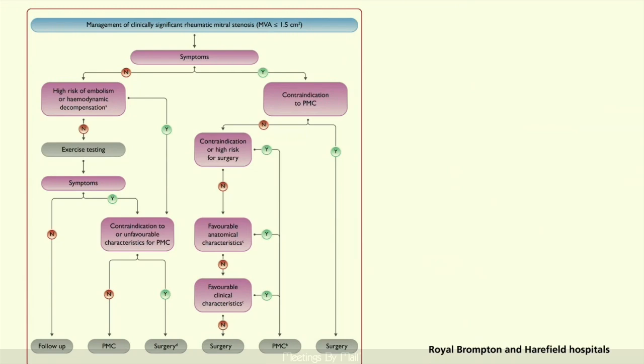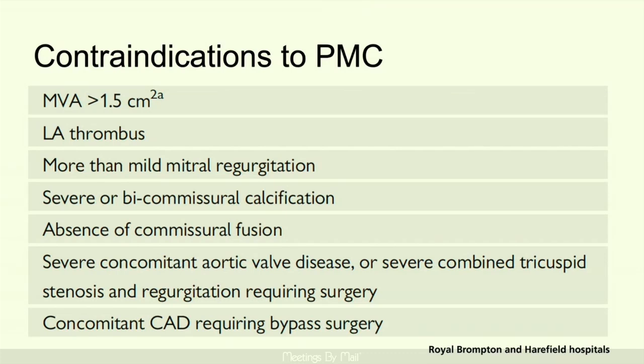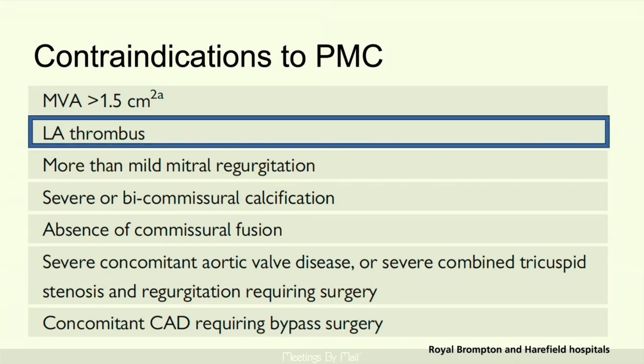This is a schema in the current guidelines from the ESC, which are going to be updated in the next few months, about where PMC or valvuloplasty is located. And essentially it summarizes what I've just said in the last 2 to 3 slides. So contraindications are the following. If the valve area is above 1.5 centimeters squared, this valve area is too large to be considered for PMC. Presence of left atrial thrombus is an important feature that we always look for.